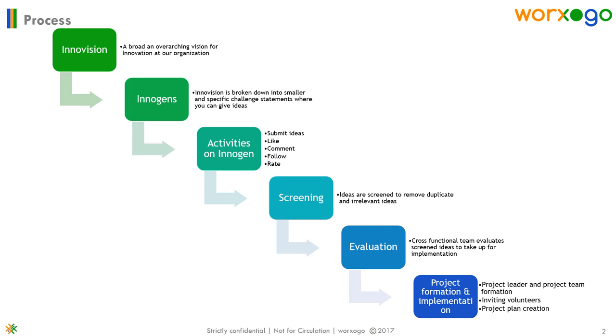Once we launch an InnoGen, a user can do a couple of activities on the platform. Those activities are something like submit your ideas, give likes, comments, follow a particular InnoGen, or rate a particular idea.